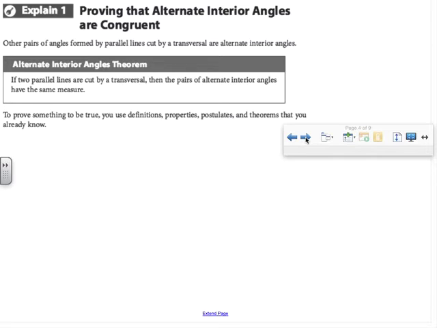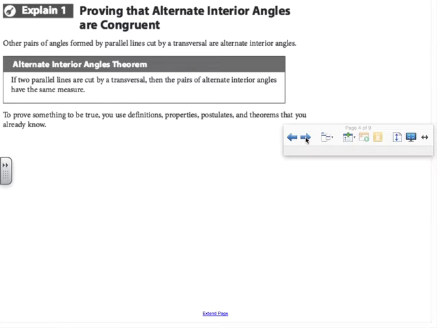Another property: once I know that the same side interior angles are supplementary, and I'm taking that as fact, I'm calling it a postulate, then I can use that to prove different properties about the other angles. So now we have the alternate interior angles theorem, which says that if two parallel lines are cut by a transversal, then the pairs of alternate interior angles have the same measure.